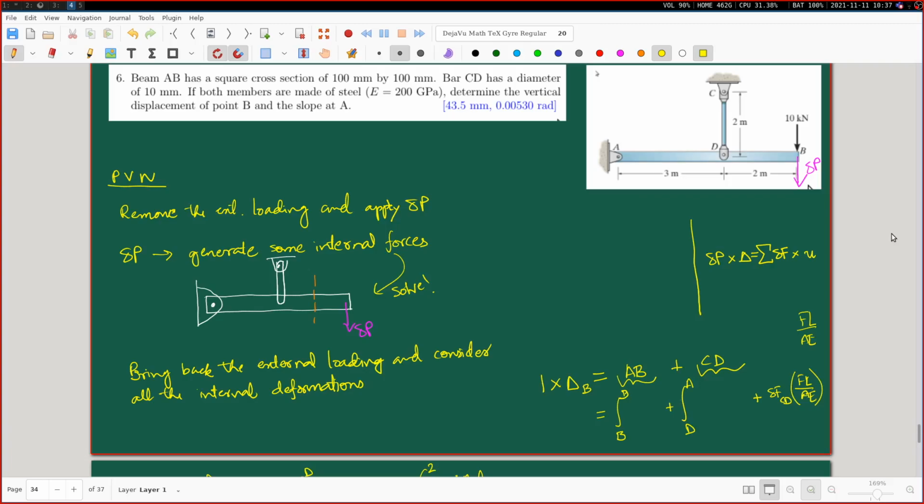But that won't work unless you also consider the deflection of the member AD. If you just add to it the deflection of CD, you are going to miss out on the information which is present here due to the deflection of AD. Because the deflection of point D is not just due to this extension. Yes, sir. This part is also contributing. In fact, it is kind of resisting.